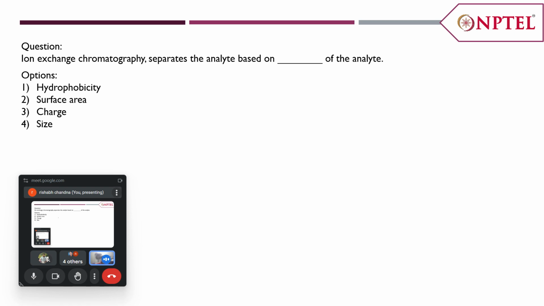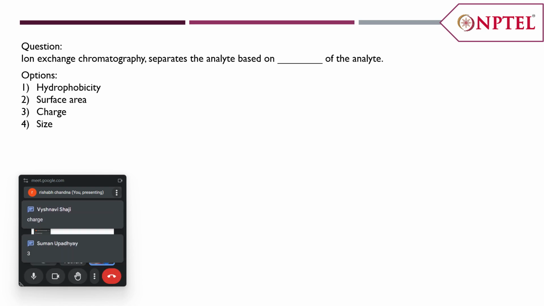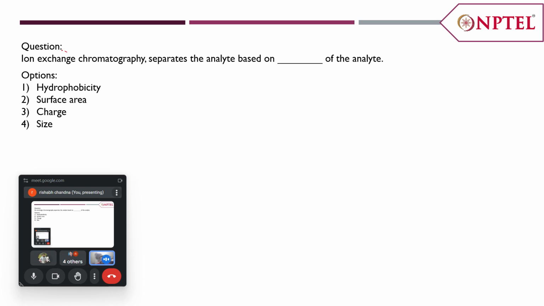In ion exchange chromatography, the separation of analyte is based on the hydrophobicity, surface area, charge, or size of the analyte. Can anybody guess? Yes. As the name itself indicates, it's ion exchange. That means the property involved in the separation of the particular analyte is charge. So the correct answer is option number 3.